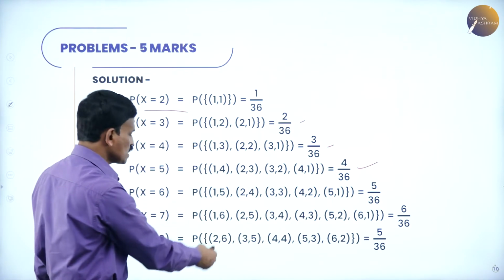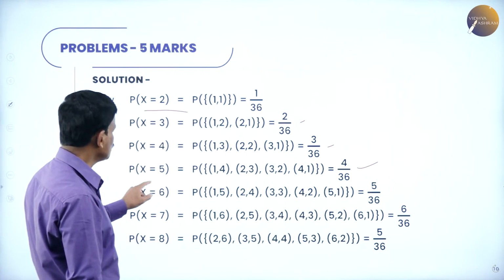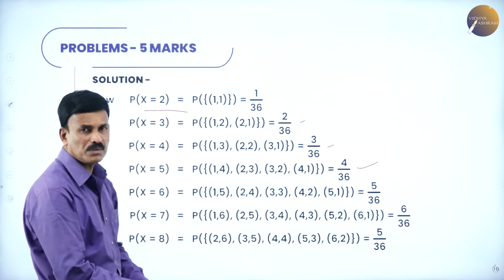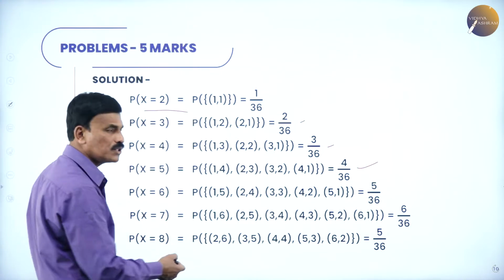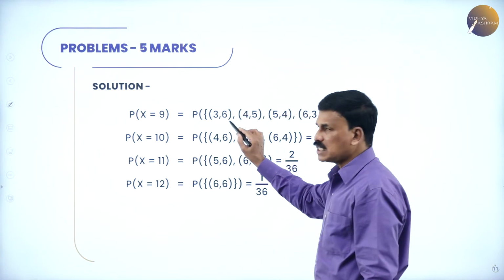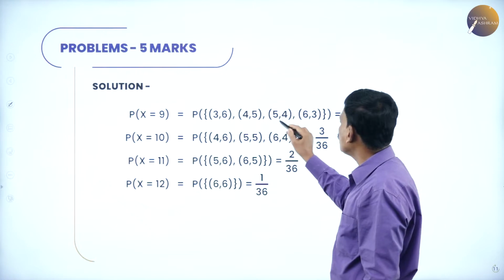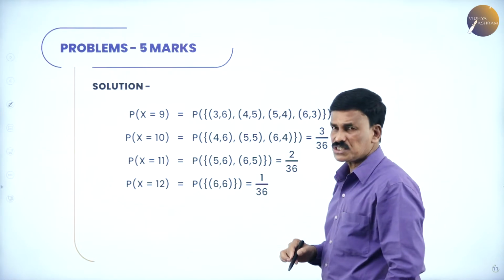So these are the possibilities if the sum of the two numbers is 2, 3, 4, 5, 6, 7 and 8. This is the probability. Now when x is equal to 9, what are the possibilities? 3 comma 6, 3 plus 6 is 9, 6 plus 3 is also 9, 4 plus 5 and 5 plus 4, that is 4 by 36.